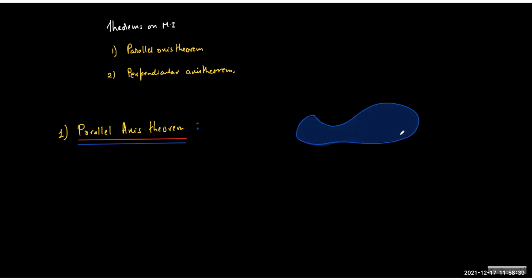So this is the body, and now it must have a center of mass somewhere. I don't know where the center of mass is; it looks to be somewhere here. Now, let's say someone is asking you to find the moment of inertia about this axis I. So now this is the requirement.